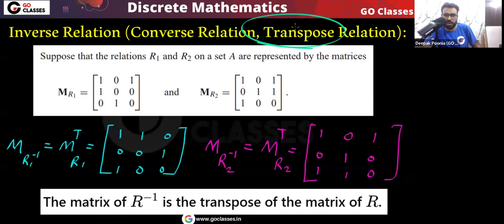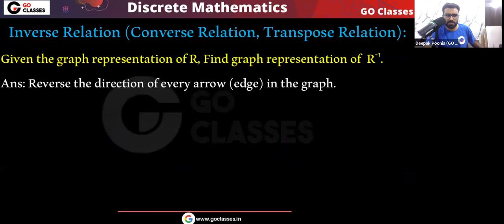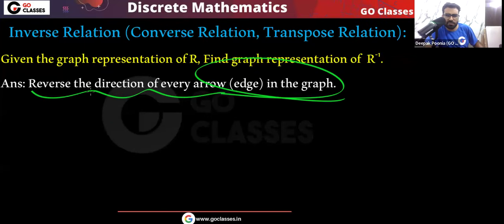Now, did you understand why the inverse relation is also called the transpose relation? The reason is that the matrix representation of R inverse is basically the transpose of the matrix representation of R. Very simple. Now tell me the answer for graph representation. Given the graph representation of R, can you find the graph representation of R inverse? That is very simple. You will reverse the direction of every edge in the graph.